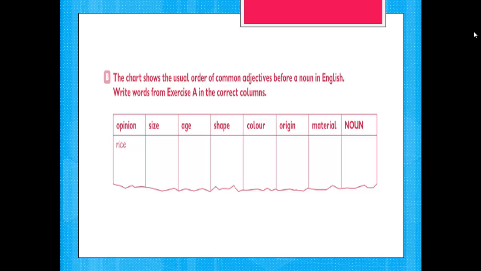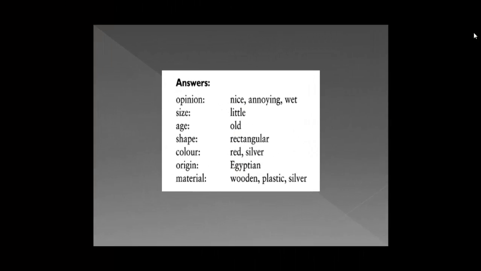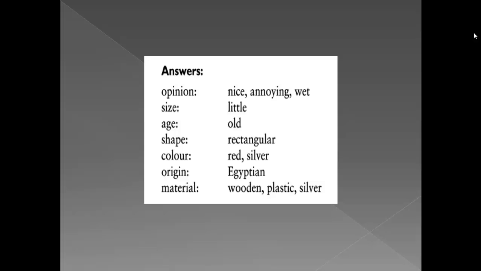Here we have to memorize this order. Number 1, opinion. Number 2, size. Number 3, age, then shape, color, origin, and finally material. And all of these adjectives precede the noun, they come before the noun. Now we can sort out the previous adjectives.